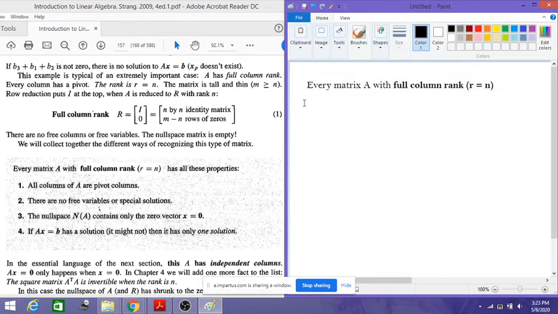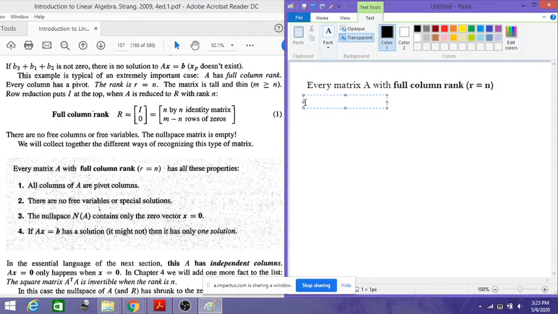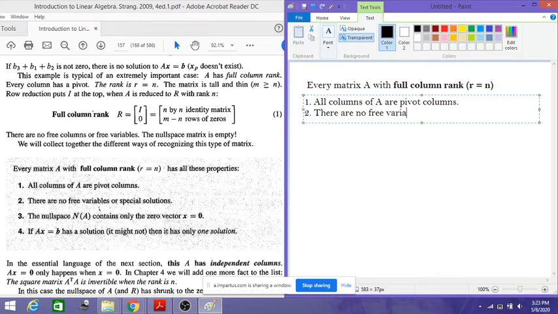So the first property is all columns of A are pivot columns. If you look at the previous example, there are no free columns at all. It is all pivot columns which we had. So both the columns are pivot columns, so the first property is satisfied. And the second property is that there are no free variables. So that's what we have discussed just now. If there are no free variables, there are no special solutions.